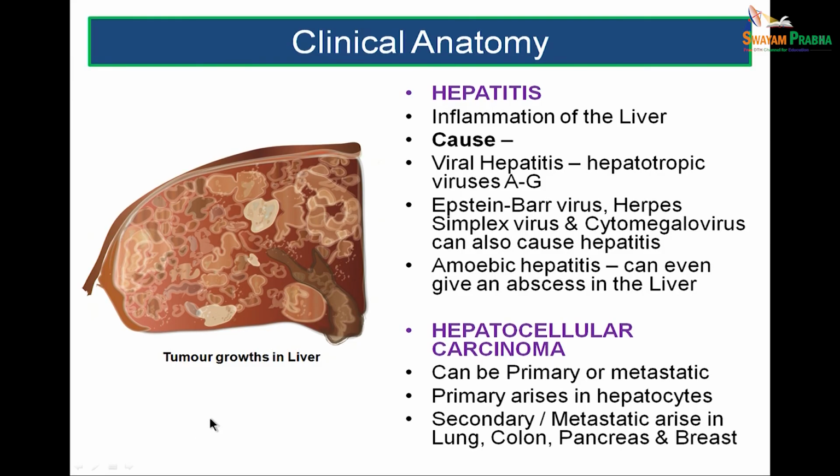When we say primary, it means the cancer originates in the hepatocytes. When we say secondary, it means the cancer comes from elsewhere into the liver as a secondary metastasis. Metastasis is commonly arising from lung, colon, pancreas and breast.